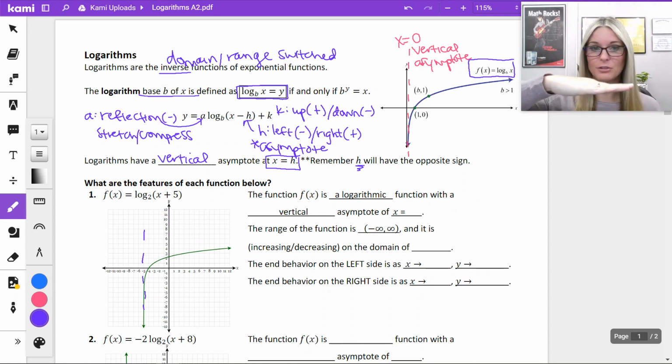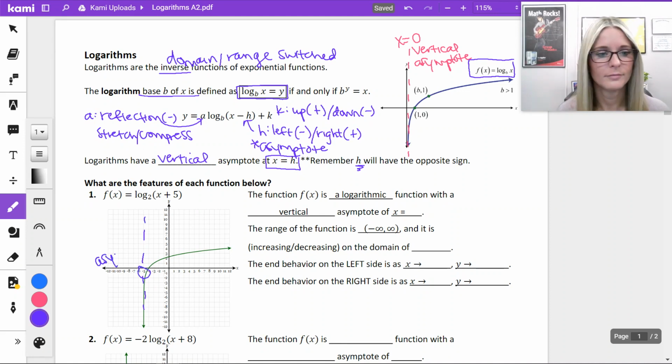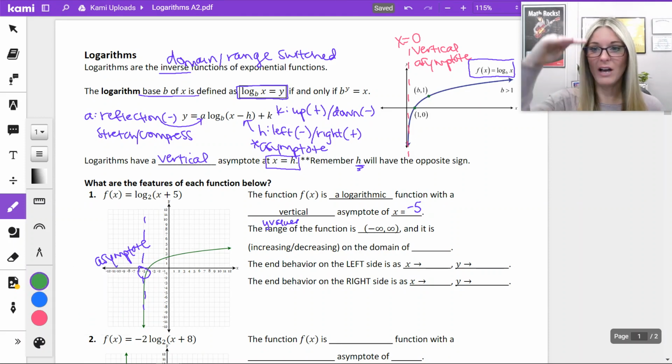Similarly, with exponential, they were horizontal and we said y equals a number. So just vertical is x equals a number. On this example, number one, our vertical asymptote is at negative 5. So labeling here our asymptote, coming over here to put in x equals negative 5. The range of our function, remember those are your y values. Let's talk about that. How low does it go? How high does it go?